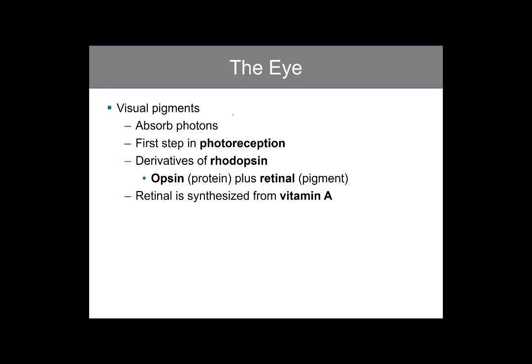Visual pigments absorb photons of light, and it's the first step in photoreception. They're derivatives of rhodopsin. So you have the protein opsin plus retinol, which is a pigment that is synthesized from vitamin A.